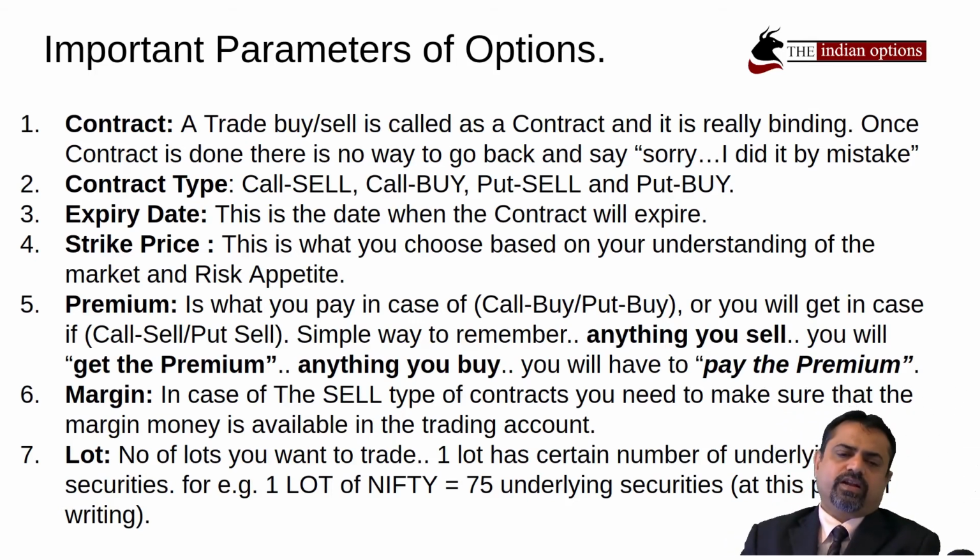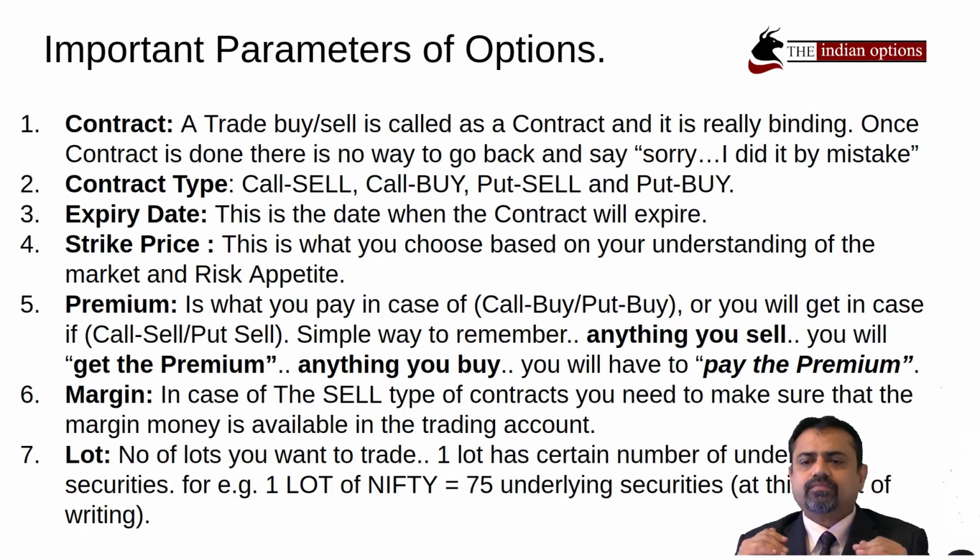Now what are the different parameters? When we open the options, there are only 7 very important things that you need to remember. First one is, what is a contract? A contract is just a promise that you make. If you are a seller, you make it with the buyer, or if you are a buyer, you make it with the seller. Contract is nothing but a promise that you are making, you are agreeing on certain things, something like that.